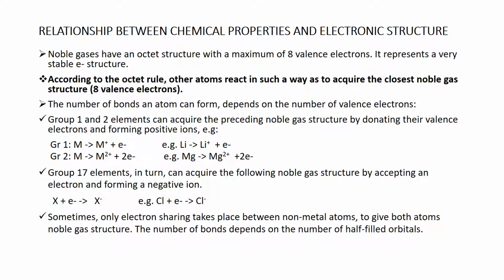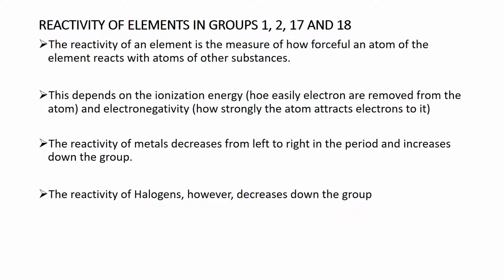But sometimes we do not get the losing and gaining of an electron or electrons. We only get sharing of electrons. And we're going to look at sharing of electrons when we get to chemical bonding. Let us now get to the reactivity of elements in groups 1, 2, 17, and 18.